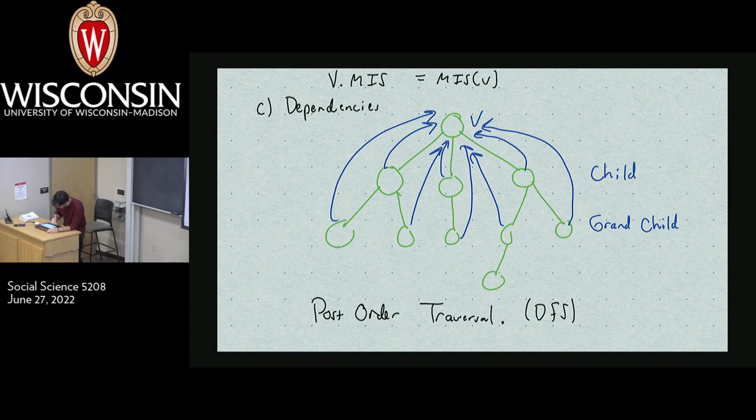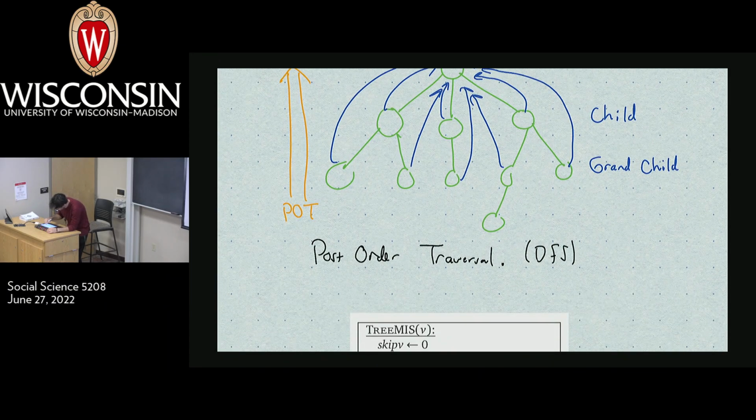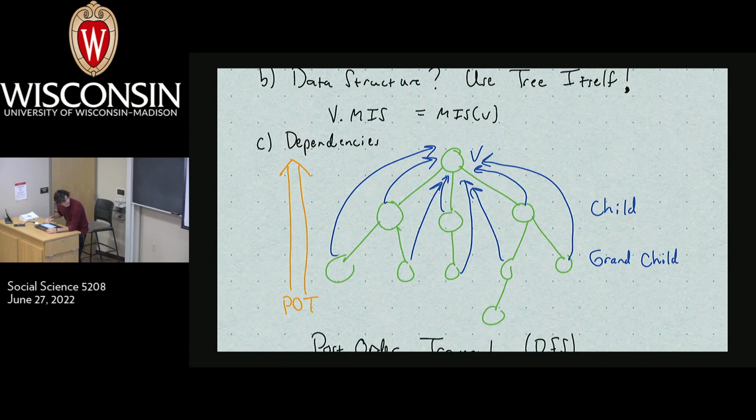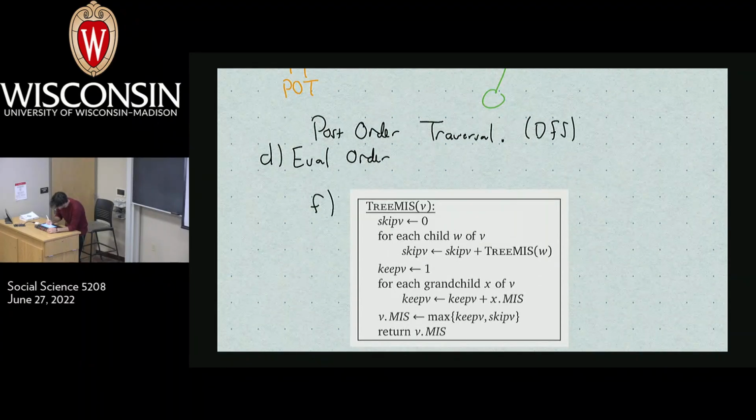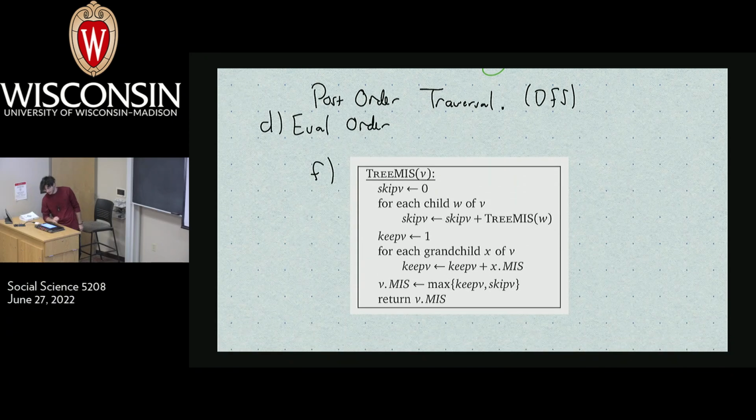So if you want to draw it pictorially, just have this giant arrow here. Okay. So that's also D, the eval order. So this is F. This is the actual algorithm. It's going to implement exactly what we just said.